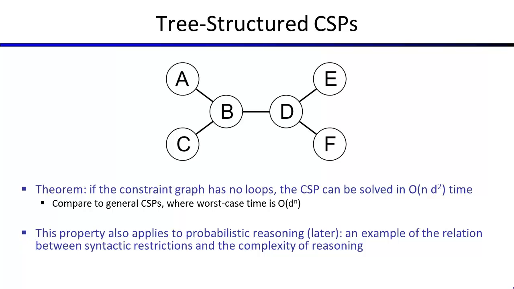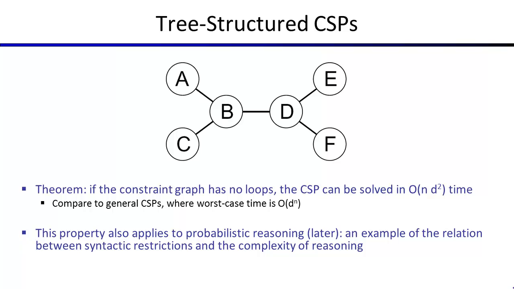And the theorem says that if your constraint graph has no loops, then the CSP can be solved in time that is linear in the number of variables. Okay, not exponential. That's a big difference. It goes from basically intractable to super efficient when you go from a generic graph to a tree. Okay, so the general case was d to the n. Now it's n times d squared.